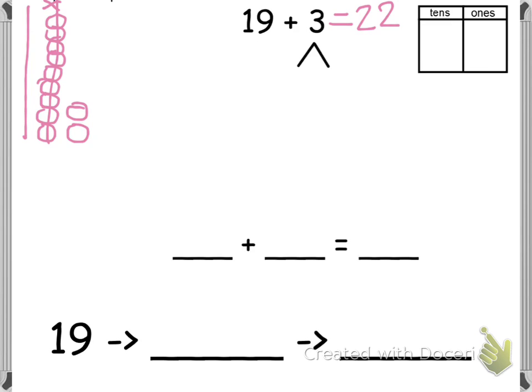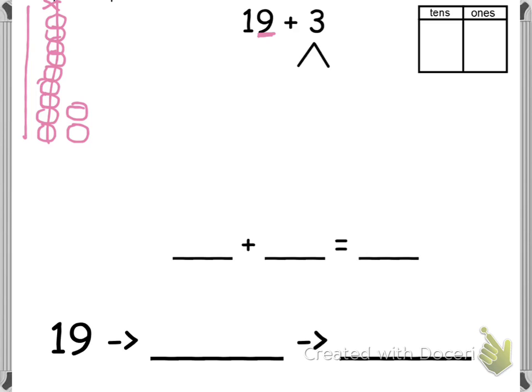Okay, so now another strategy that we can use is the make 10 strategy. Now, the make 10 strategy is that we're trying to make this 19 to be a new 10. So we know that we're going to look at this 9. We know that 9 only needs one more to make a new 10.